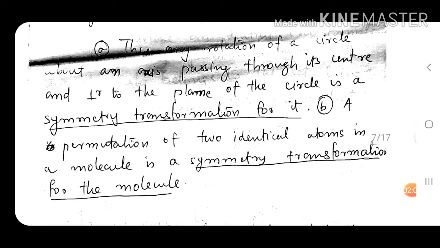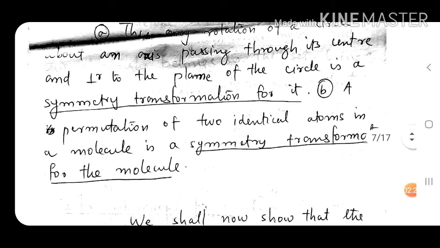Now, a permutation of two identical atoms in a molecule is a symmetry transformation for the molecule. Suppose a molecule is formed by two identical atoms, for example O2. Two oxygen atoms are identical, so if you interchange their positions, there will be no change in the system. So that is a symmetry transformation.